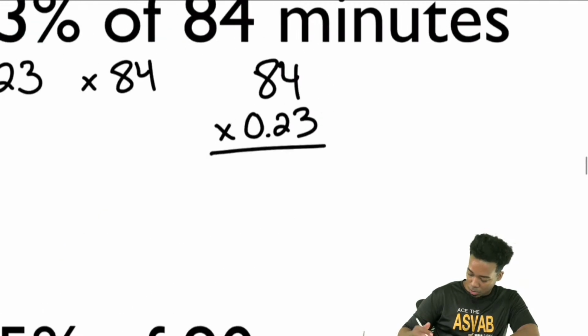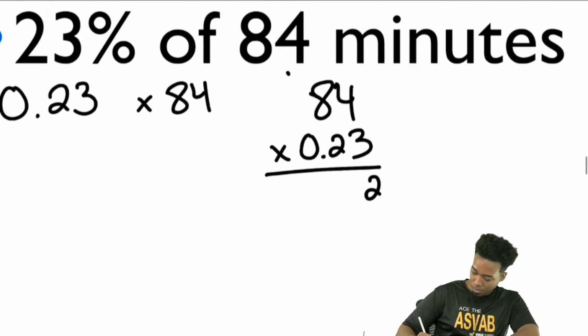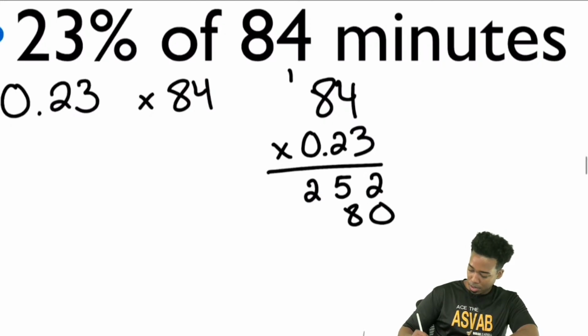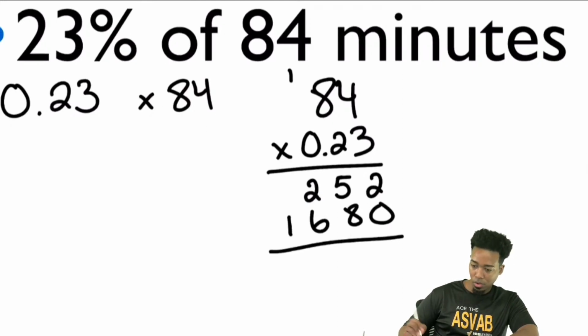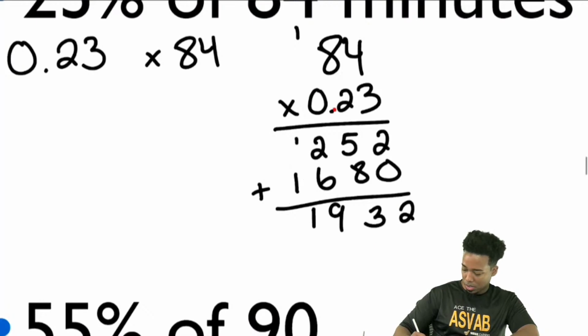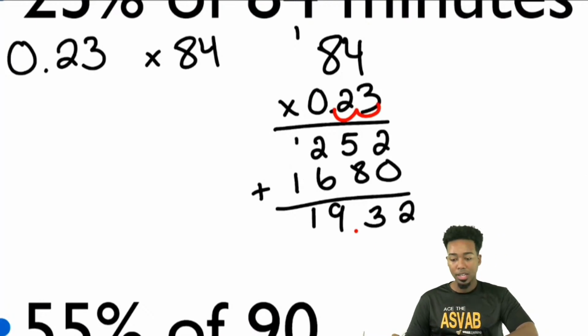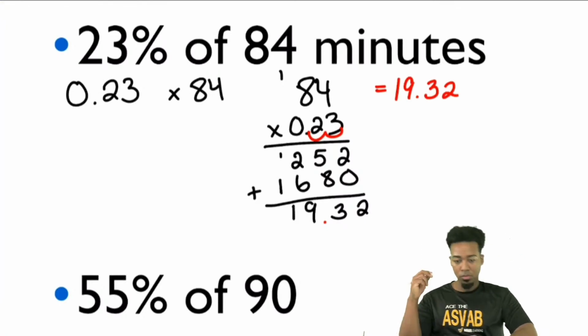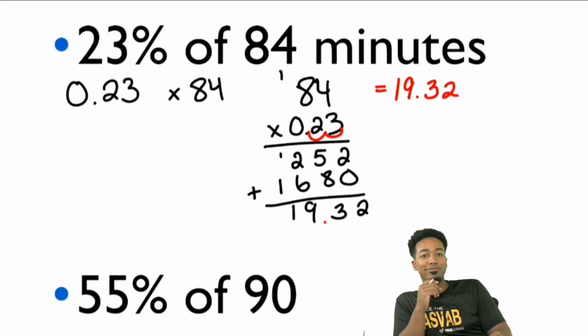4 times 3, that's going to be 12. Carry the 1. 8 times 3 is 24. Carry the 1 is 25. Next up, bring a 0 down. 4 times 2 is 8. 8 times 2 is 16. Great. Bring that back. Add it up. And you have 2, 13, 9, and 1. 2 decimal places. Right there, 19.32. So far, have you gotten both of these correct yet? Great. Sounds good.